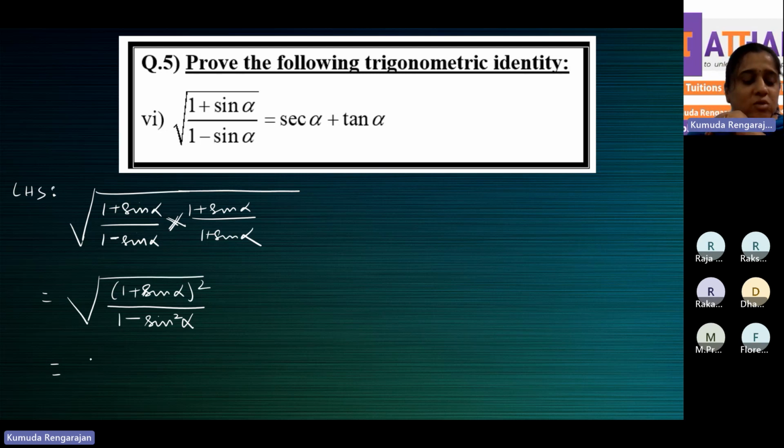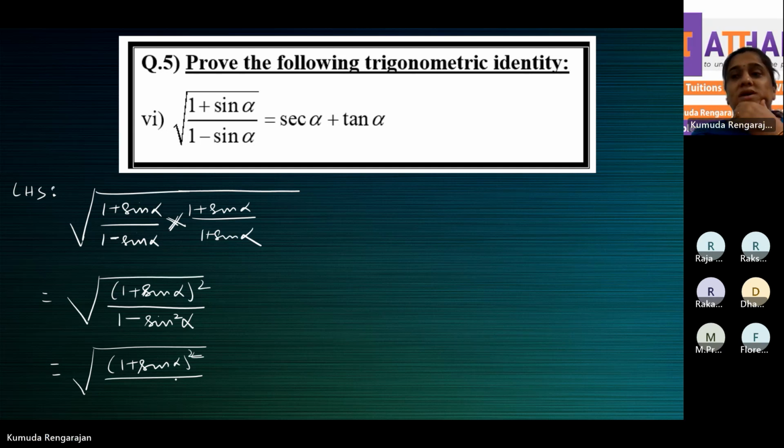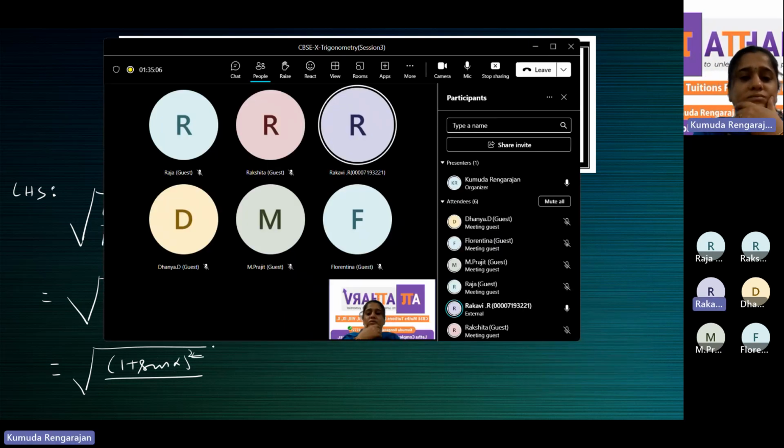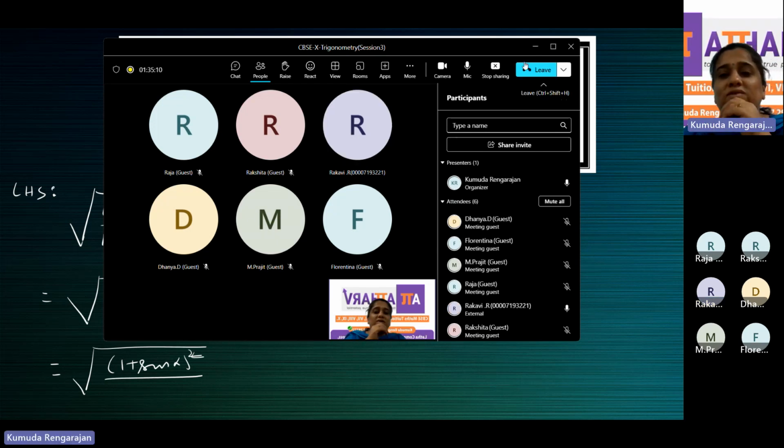So what we'll do, the numerator is already a perfect square. Yes or no? Now the denominator is not a perfect square. But 1 minus sine square alpha can be written as... Online students, 1 minus sine square alpha is equal to cos square alpha. Cos square alpha. Raghavi, very good.